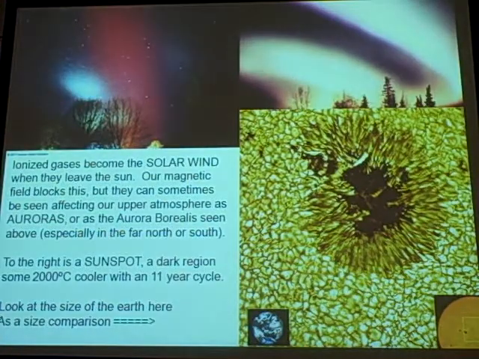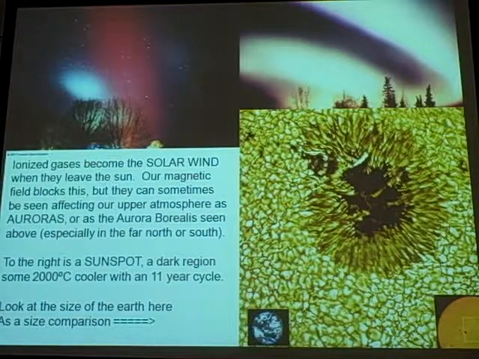Let's see, that's good for there. So when I talked about the comet having two tails from the solar wind, that's ionized gases that are leaving the sun. Our magnetic field blocks this. Sometimes the solar wind is funneled down into areas such as the far north and south poles. I'm not sure if any of you have ever seen the northern lights, Aurora Borealis, but it's really something to see if you ever get a chance. I actually saw some in northern Minnesota, though it's rare for it to come that far down.